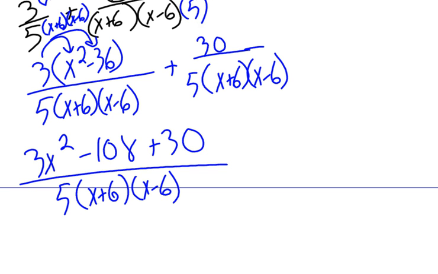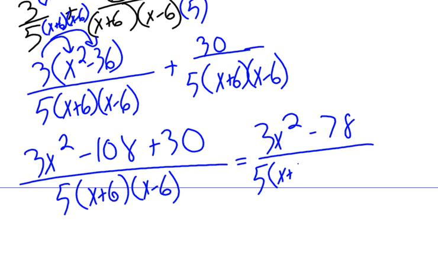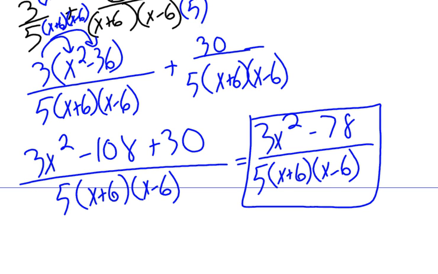Okay, at this point, we want to combine like terms. So we have a negative 108 plus 30. That gives us 3x squared minus 78 all over 5 times x plus 6 times x minus 6. Let's see if anything simplifies. Cannot factor anything out of our numerator. Denominator is factored. Therefore, this is our final simplified answer.